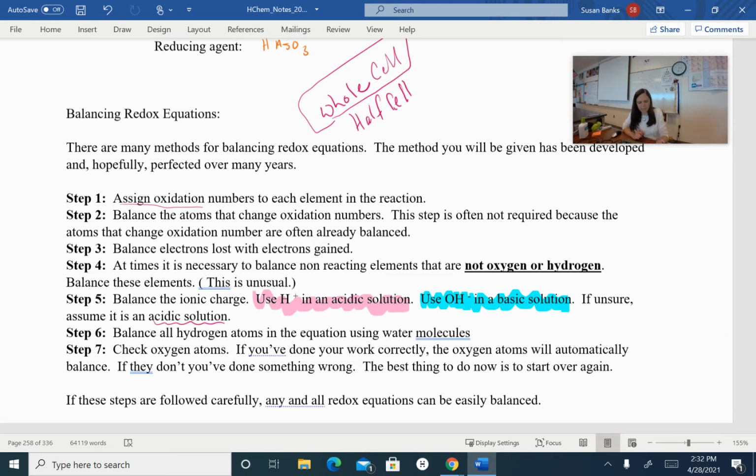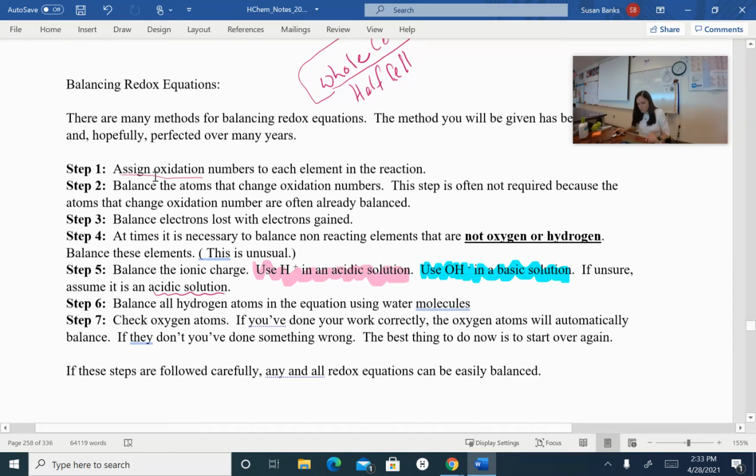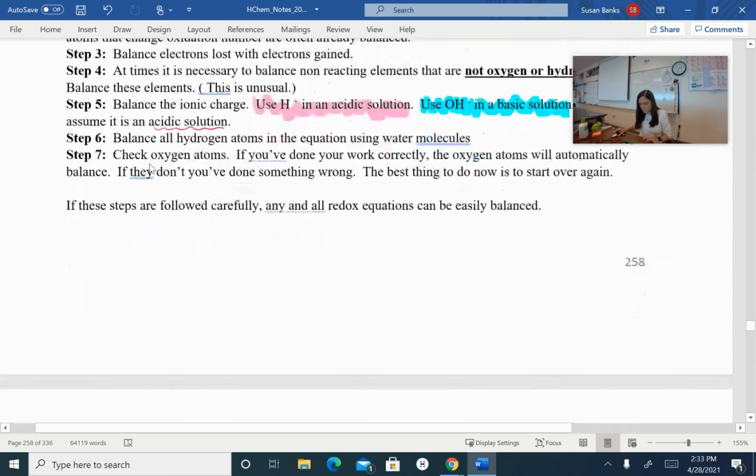Step six, then you're going to balance all hydrogen atoms in the equation with water molecules. Okay, so if you have any hydrogens, you're going to balance them with water. And then step seven, you're going to check your oxygens. Your oxygens should balance. If they don't, that means you have made a mistake somewhere along the way, and it's best, honestly, to just start over. Okay? So if these steps are followed carefully, any and all redox equations can be balanced. Okay, and this will take some skill. So hopefully by the time you're done with this, you'll get the hang of it.